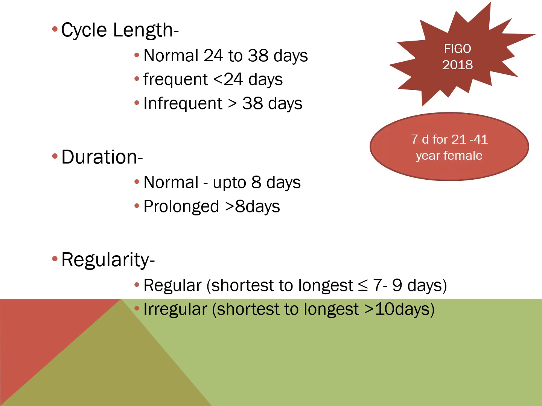The 7 days we consider is for patients between 21 and 40 years. Here the criterion for 7 days is that there can be a difference of 7 days or less for us to consider that she is having a regular cycle, and 9 days for females between 18 and 25 and 42 to 45.